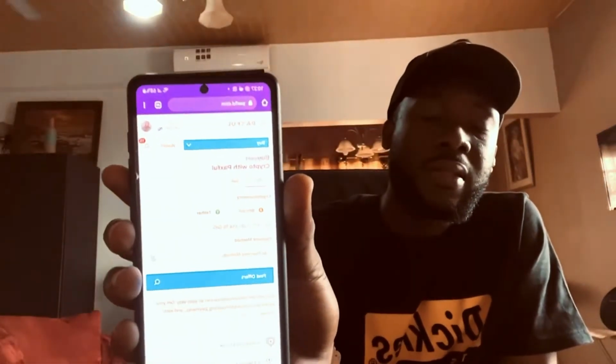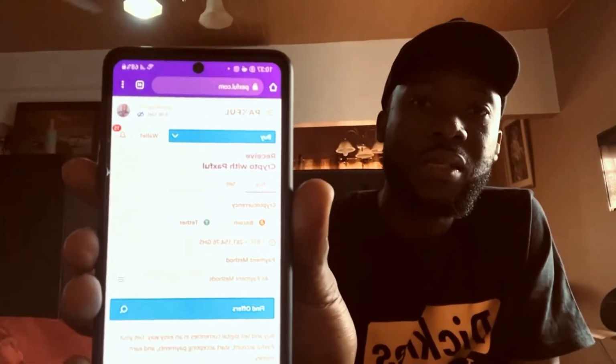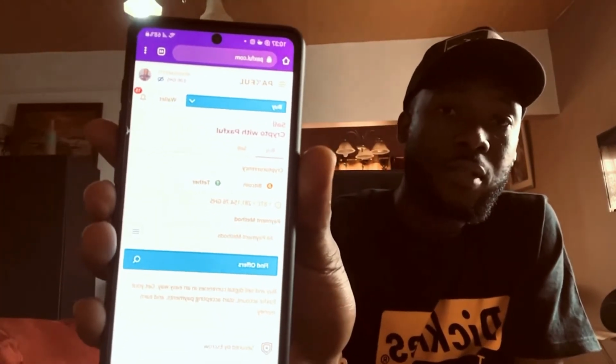Paxful is really good. So you can download Paxful. Did I show you Paxful? This is how Paxful looks. That's my account, I don't have anything in it now. With Paxful, you can buy the Bitcoin from different vendors.